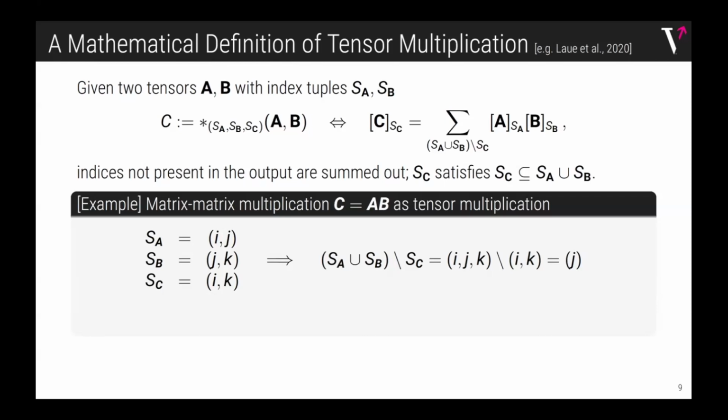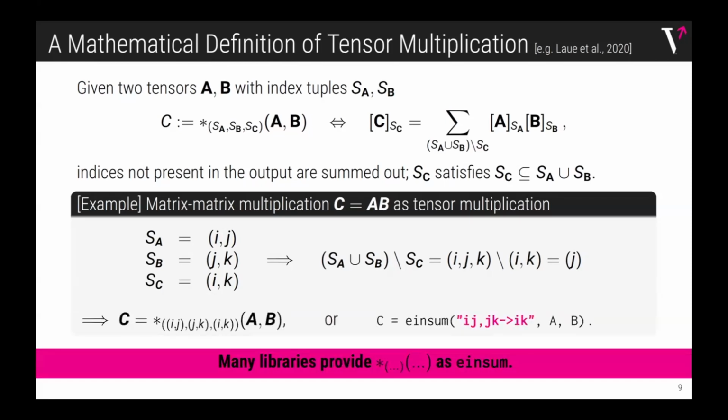This is how everything works in general. Now, what we will do in code is that we will take these indices and encode them in a string. So we will say we have two matrices, A and B, indices ij, jk, and they map to a new tensor, ik, as follows. And then Einsum will infer what are the summations that need to be carried out and will automatically do everything under the hood. So this is what Einsum is.